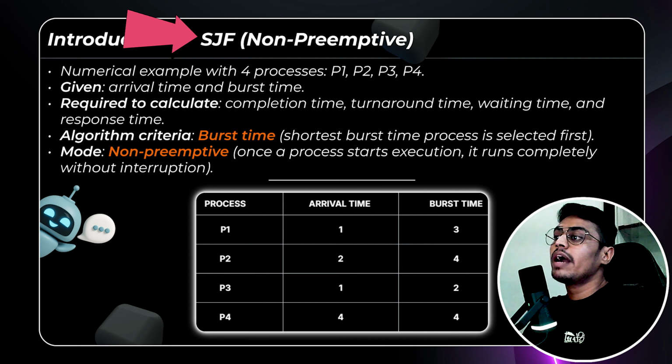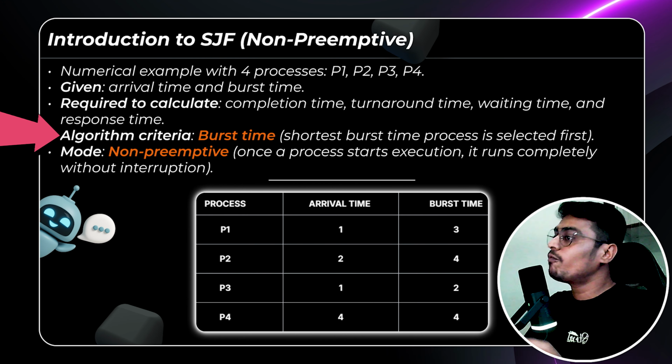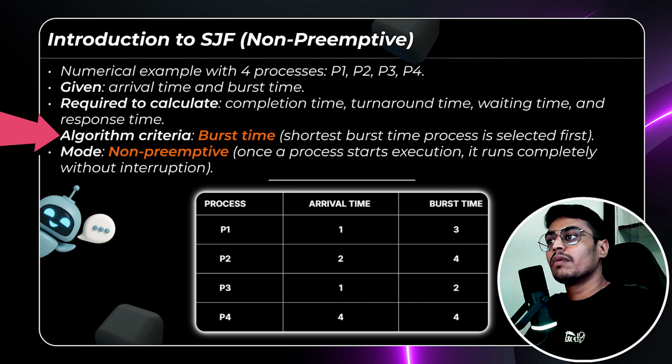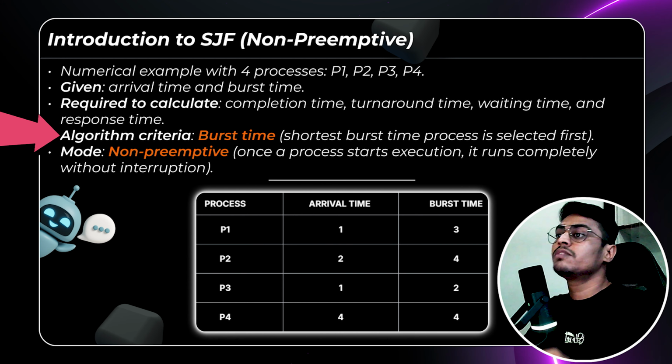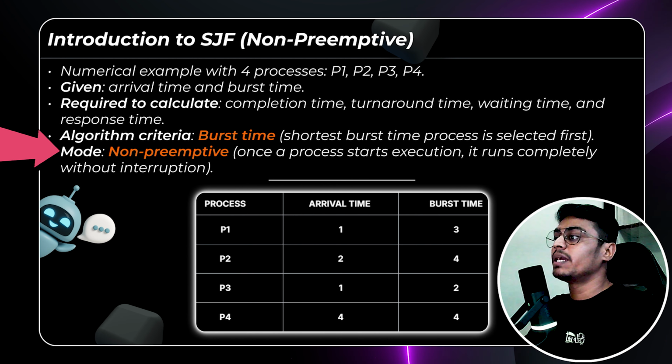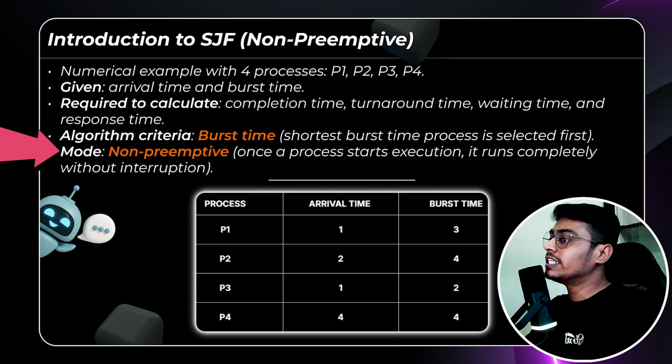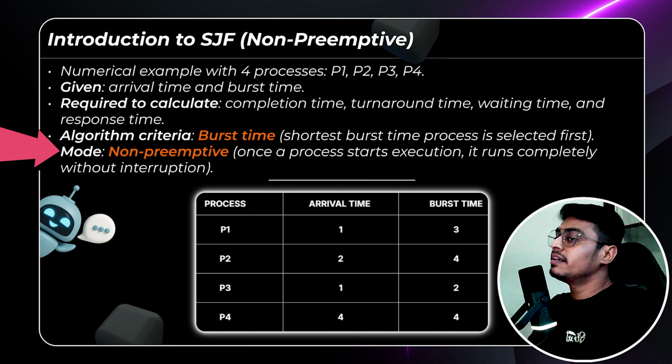So we have the algorithm here, shortest job first. In shortest job first, we have the criteria of burst time. This means we check the burst time. Shortest job means a process whose burst time will be lower. We will select that process, which means we will run that process first on the CPU, and the mode is non-preemptive. Non-preemptive means if we give one process to the CPU to execute, then that whole process will be executed without any interruption. Once it starts, it runs completely until it is finished.